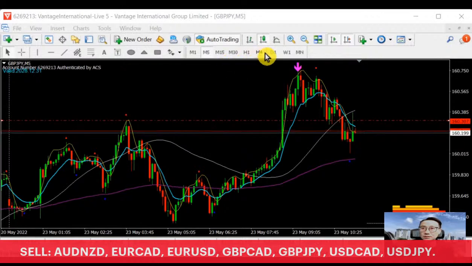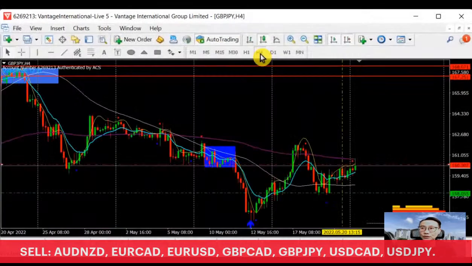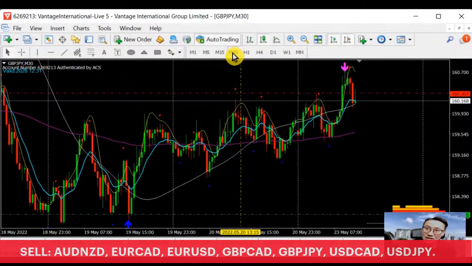I have already identified the trend. On H4, I'm going to see whether it's testing my resistance. Like now, it's actually testing my resistance. On H1, I want to look out for a selling cycle, where now there's green and red. This is a signal of a selling cycle. After that, I'm going to look out in this 30 minutes whether it is still not breaking like this, and there must be a selling signal, like this: green, red, red.